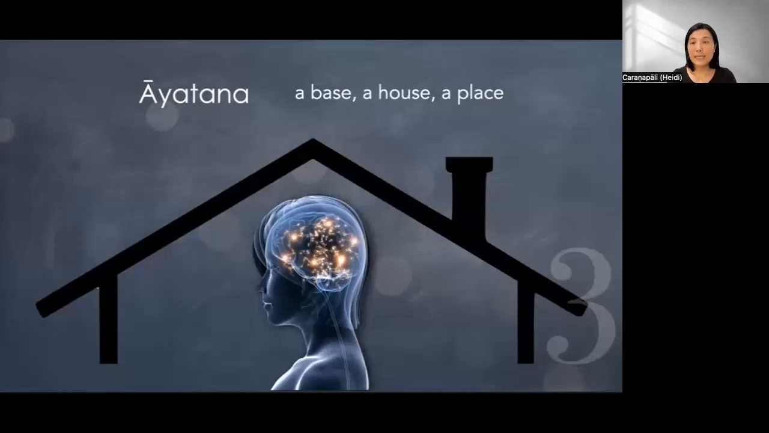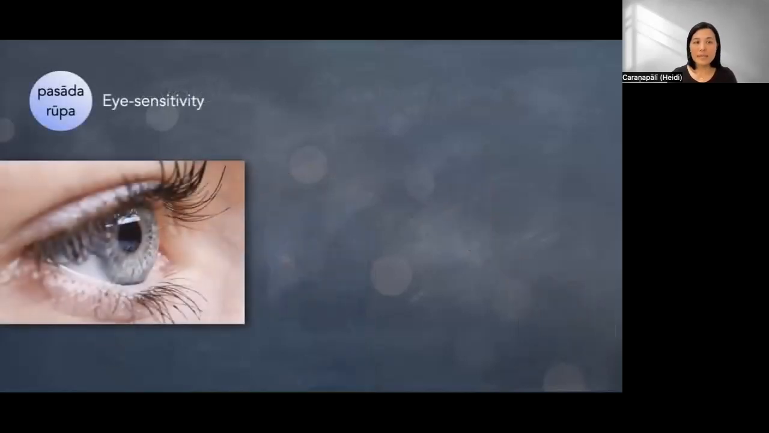So there are altogether 12 bases, so 12 Āyatana. 6 of them are internal and 6 of them are external. And you will see that they come in pairs, so it's easy to understand and easy to remember. Okay, so let's go to the first one. Let's take eye consciousness. For eye consciousness to arise, what is necessary? Or in other words, what is eye consciousness based on?